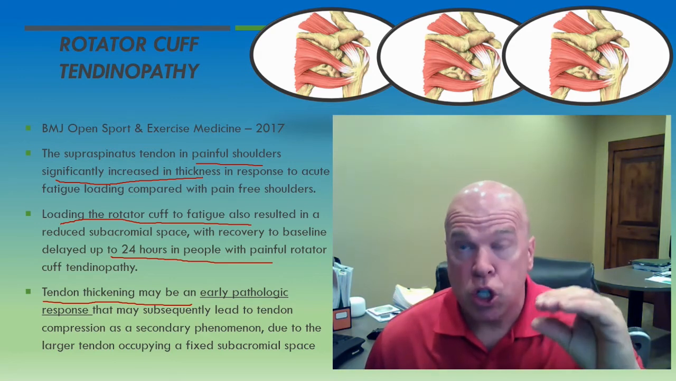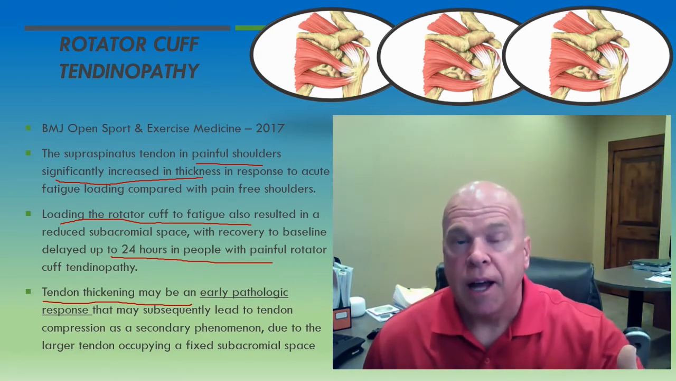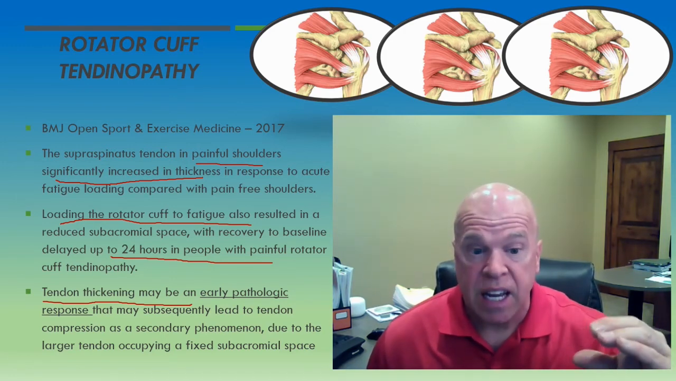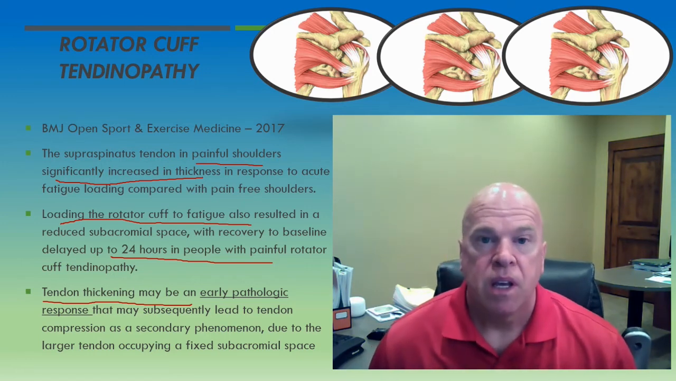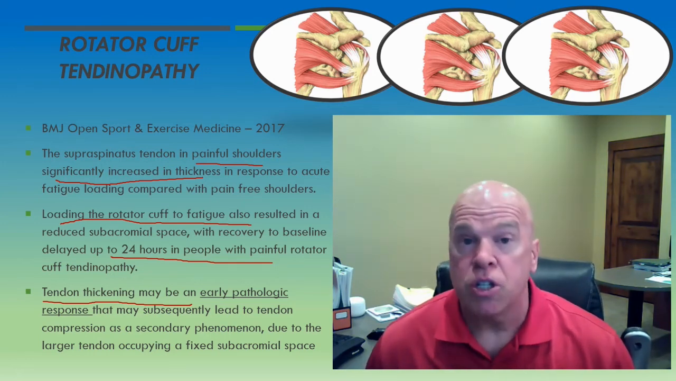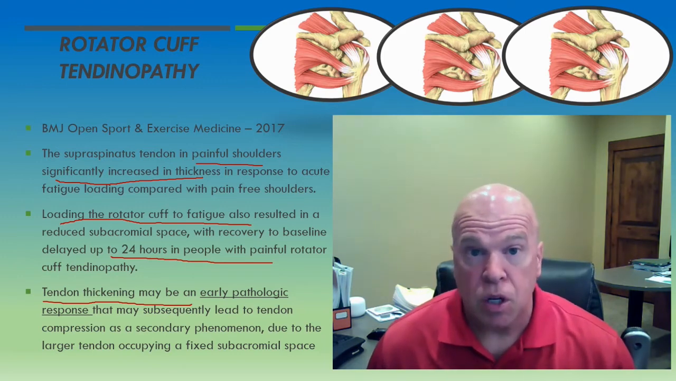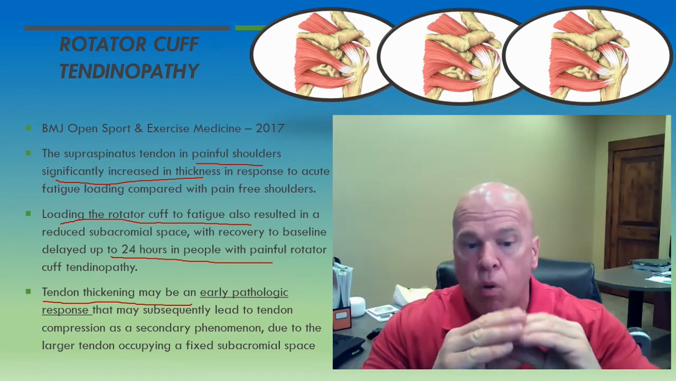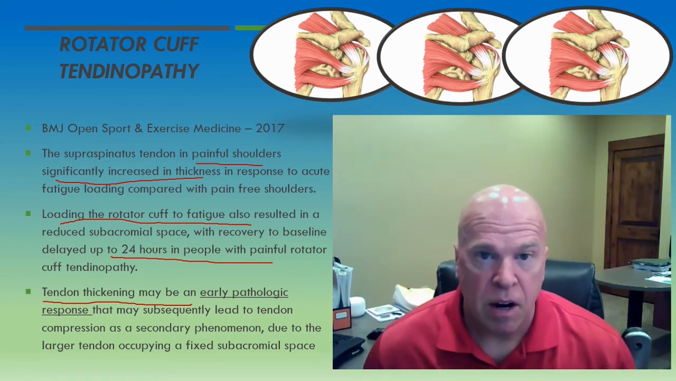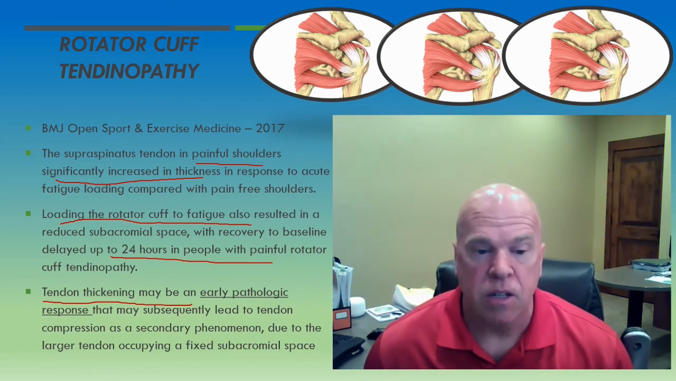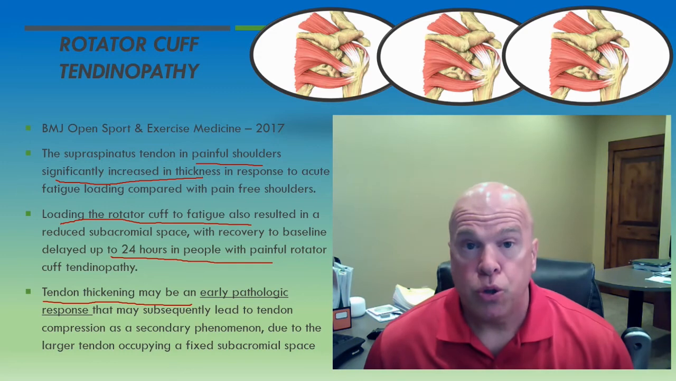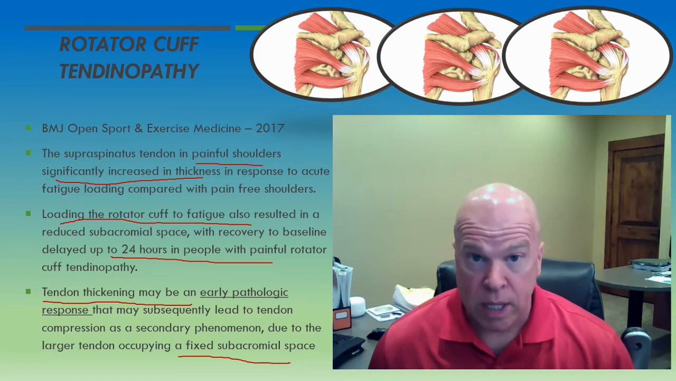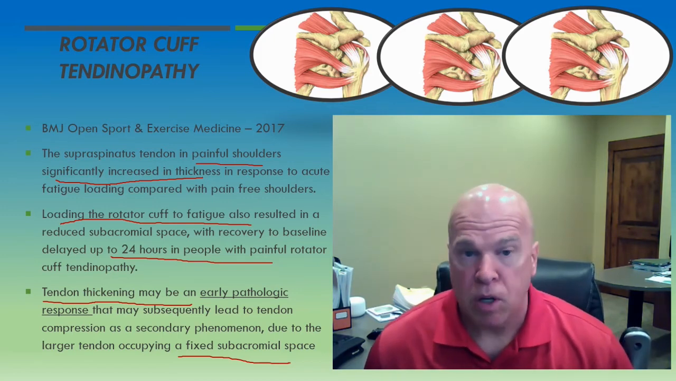Finally, according to this particular study, thickening of the tendon, due to changes in the intracellular environment, within the internal environment of the tendon, is an early pathologic response that may subsequently lead to tendon compression as a secondary phenomenon. And you can imagine that as that tendon thickens within the subacromial space, it's going to be more prone to compression as a secondary phenomenon. And we're going to talk about compression on tendons here in just a moment, due to now the larger tendon occupying what is otherwise a fixed and bony and unchangeable subacromial space.